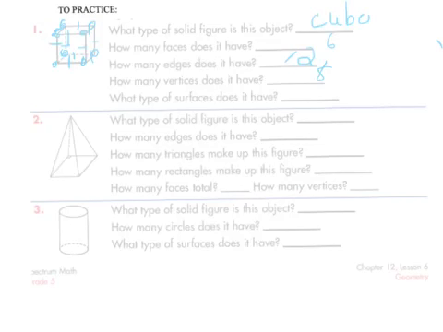Looking at this next shape, it is a pyramid. A pyramid is usually named by the base of its shape, and this pyramid would be either rectangular or square. It's a little hard to tell. I would say it's a square-based pyramid. How many edges does it have? 1, 2, 3, 4 around the top, 5, 6, 7, 8 along the bottom.